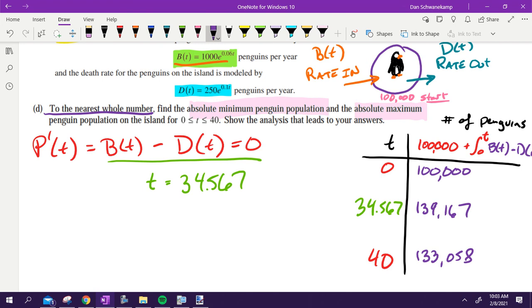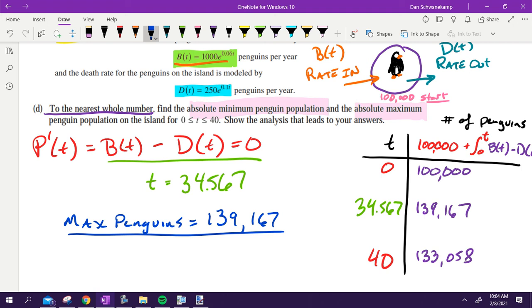The two questions are find the absolute minimum population and maximum population. Absolute, so we'll just call it the max penguins. Equals what? What is the maximum amount of penguins? 139,167. That's the maximum amount of penguins. Okay, the minimum amount of penguins. What's the smallest my population ever got? 100,000. So the start was the smallest.